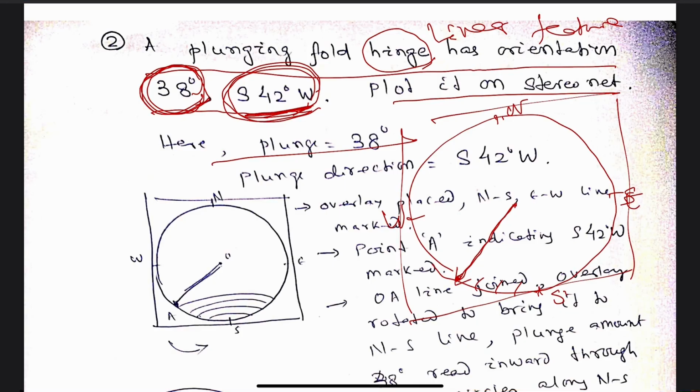So how can you get this point? We have to rotate this point to the south point and read 30 degree from these circles. So the point where the small circle representing 30 degree touches this line will be the point indicating the plunge. So let us see how it has been drawn. It has been shown here.